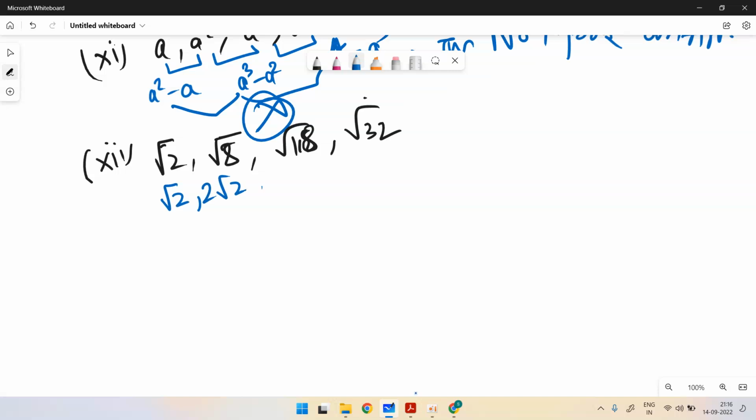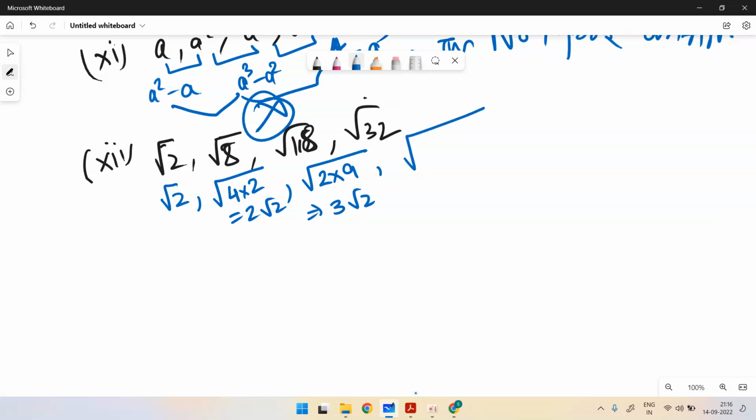Why does this become 2 root 2? Because you can write it as root of 4 into 2, which is nothing but 2 root 2. Similarly here, root 18 is root of 2 into 9, which can be written as 3 root 2. Root 32 is root of 2 into 16, so this can be written as 4 root 2. So ultimately the series becomes root 2, 2 root 2, 3 root 2, and 4 root 2.